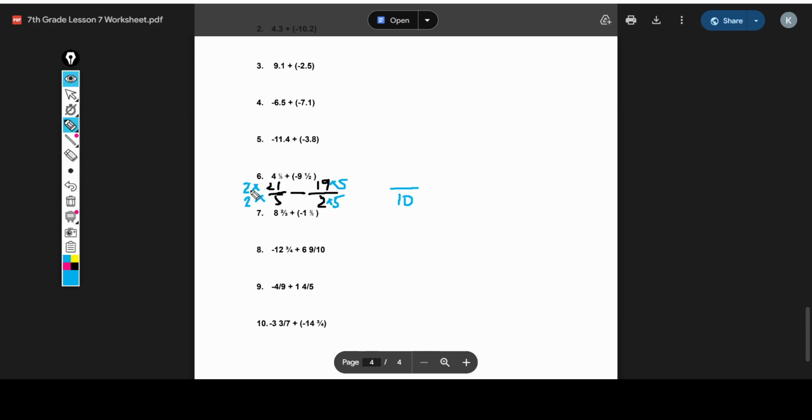And so on the left side, we have 2 times 21 is 42. And now that's minus, and then that will be 95 over 10. So now we have 42 minus 95 all over 10. What's 42 minus 95? Well, hopefully you're more comfortable with negative numbers now, and you can see that that's negative 53 over 10. And so if you want it in decimal, that will be negative 5.3.